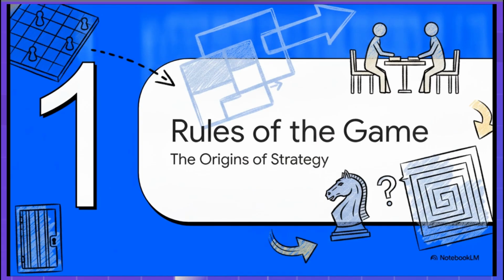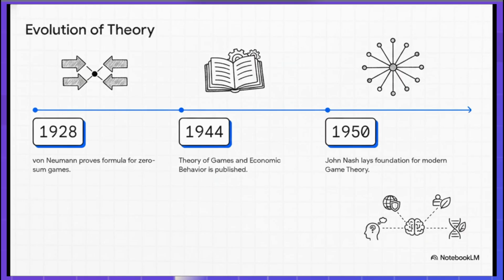Okay, Section 1. The rules of the game. The origins of strategy. Now, this incredibly powerful framework didn't just pop up overnight. It actually evolved over decades through the minds of some truly brilliant mathematicians. It all started back in 1928, when John von Neumann proved the formula for zero-sum games. Then, jump to 1944, von Neumann teamed up with Oscar Morgenstern to drop the foundational text, Theory of Games and Economic Behavior. Fast forward a bit to 1950, and John Nash, yes, the literal guy from A Beautiful Mind, generalized these results, laying the absolute bedrock for modern game theory as we know it.